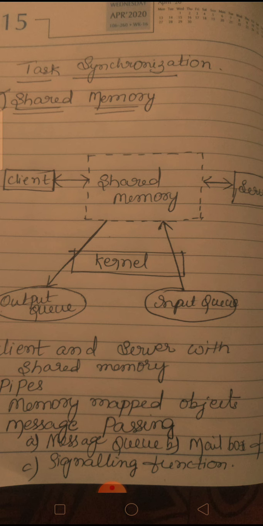Message passing systems come in many forms. Messages sent by a process can be either fixed or variable size. The actual function of message passing is normally provided in the form of a pair of primitives. What are the primitives? Send and receive. So the message passing mechanism is done by using two primitives: the send primitive and the receive primitive.